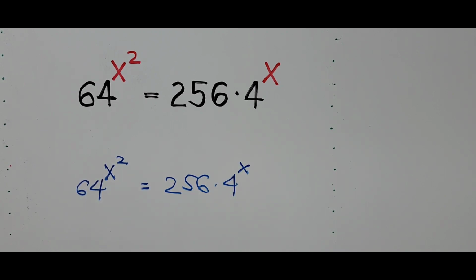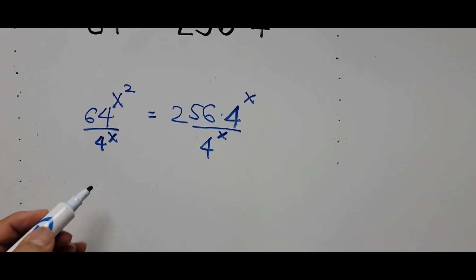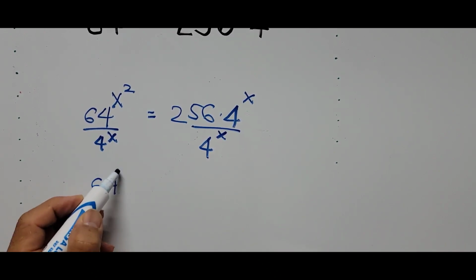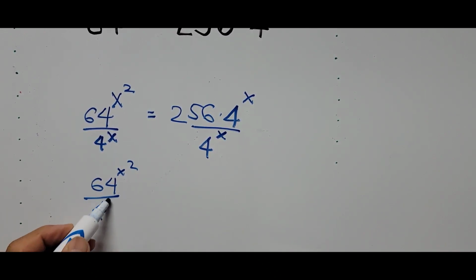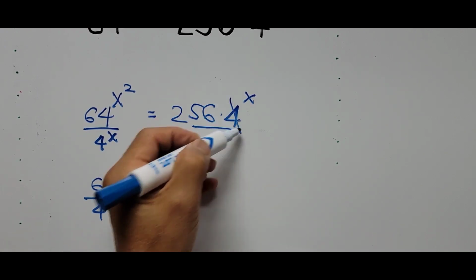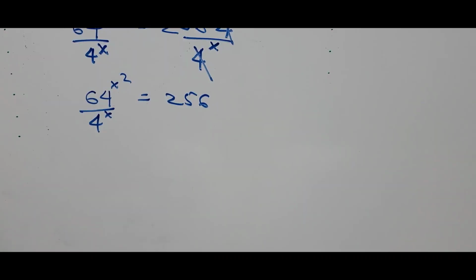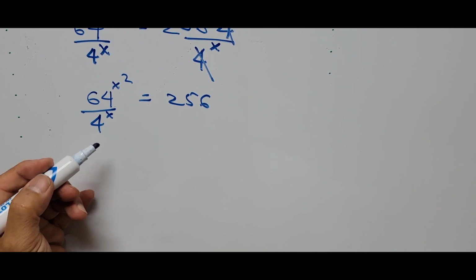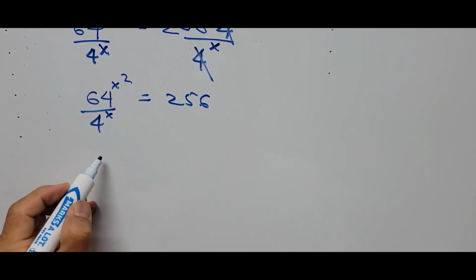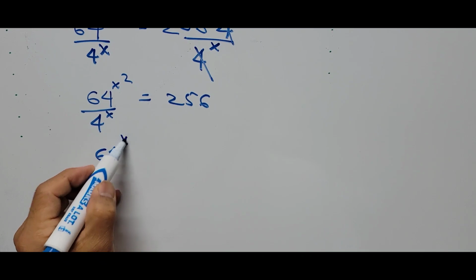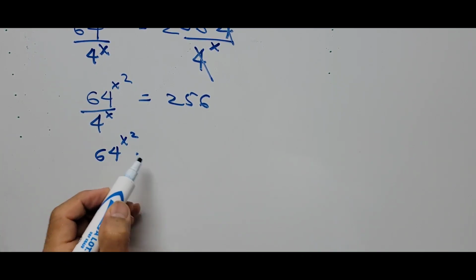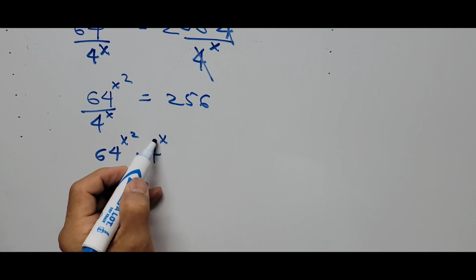To start with, I would like to divide the whole equation by 4 raised to x power. So 64 raised to the x squared divided by 4 raised to x equals, this one cancels, that's 1, so that is 256. Now let's focus on the left side of the equation. This could be written the same way as 64 raised to x squared times 4 raised to negative x.